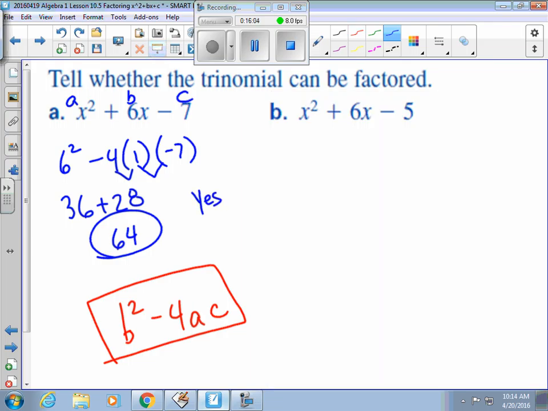What about the other one? I'm guessing it's not going to be able to be factored, but show me why. X squared plus 6x minus 5.